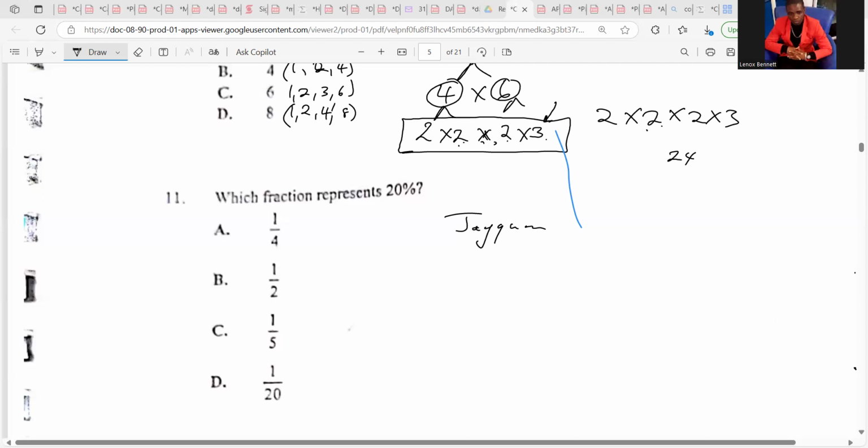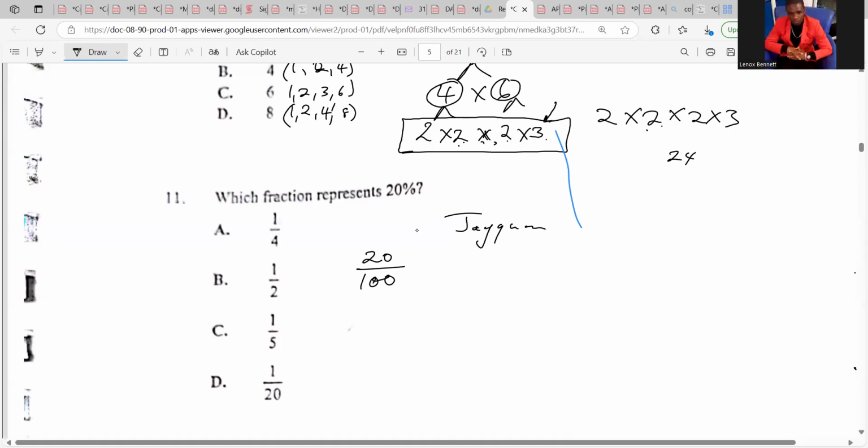Sir, you're going to write 20 over 100, because percent is always over 100. And then, sir, you're going to cancel the zeros. When you say cancel the zero, what do you mean? Take off the zeros, sir. So it would be 2 over 10.